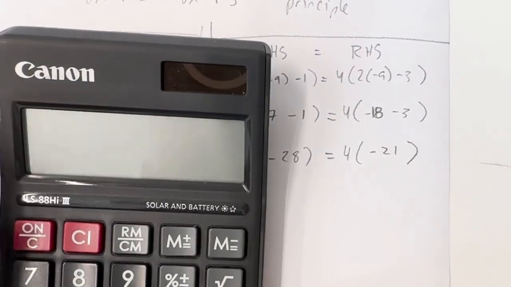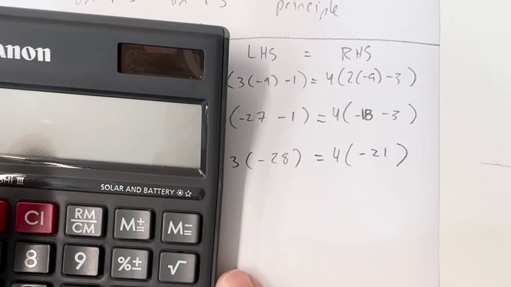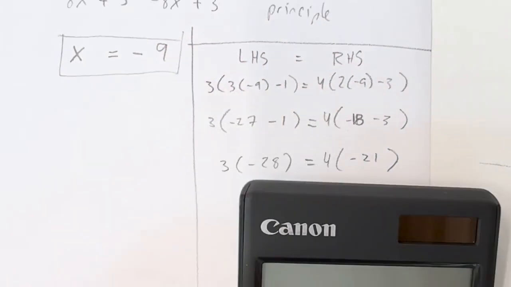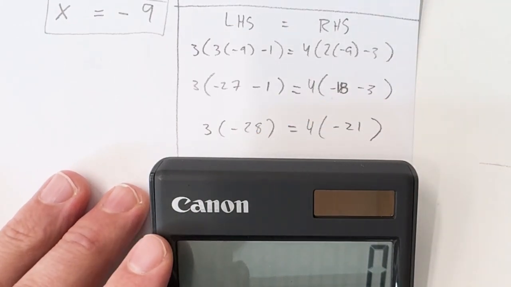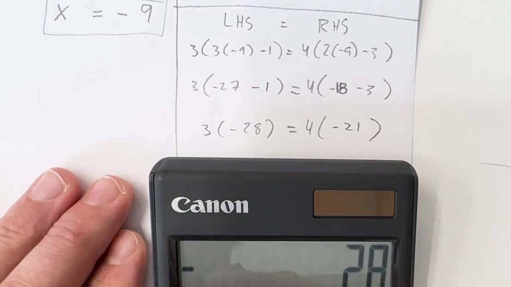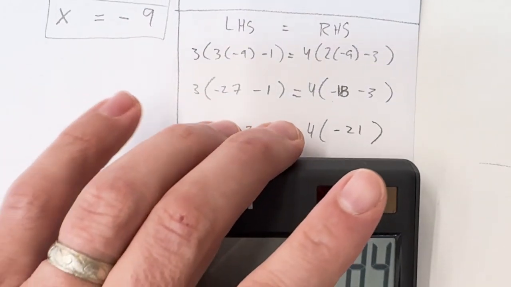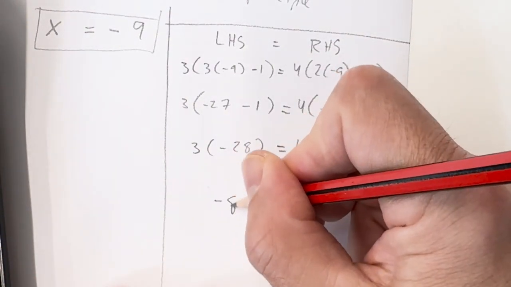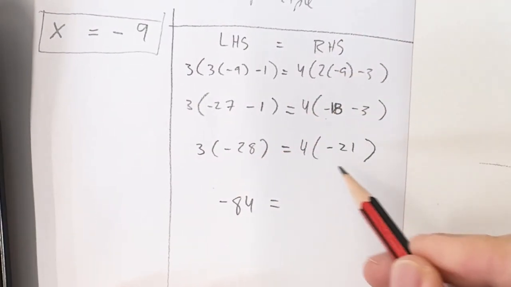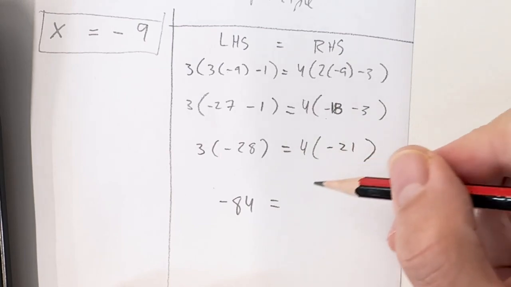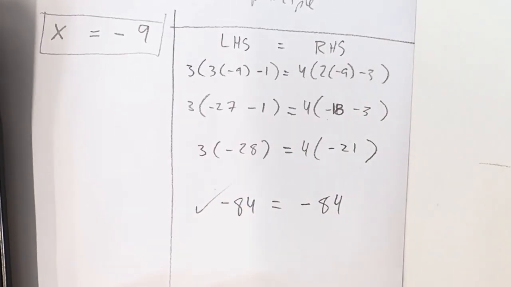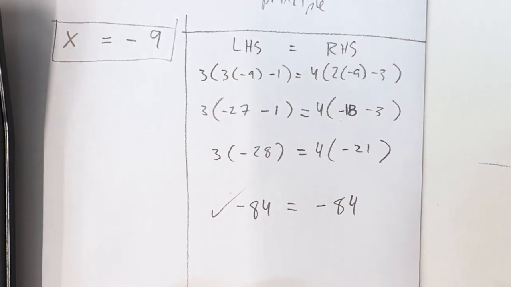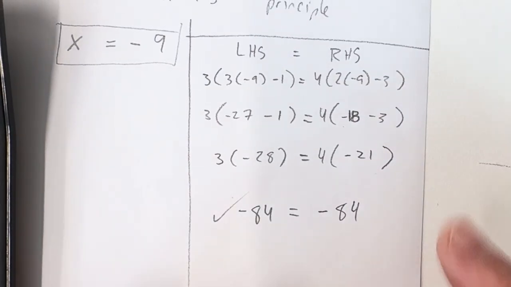Okay, and at this point, if you're not feeling terribly confident about your ability to do that mental math, no big deal. You can take out the old calculator and let's take a look here. So let me see if I can make this a little nicer for you. There we go. So right here, we're just going to say 3 times negative 28, and we get negative 84. I'll write that here. And this one I can do in my head. 4 times negative 21 is also negative 84. Ta-da! Left-hand side is right-hand side. Good job.